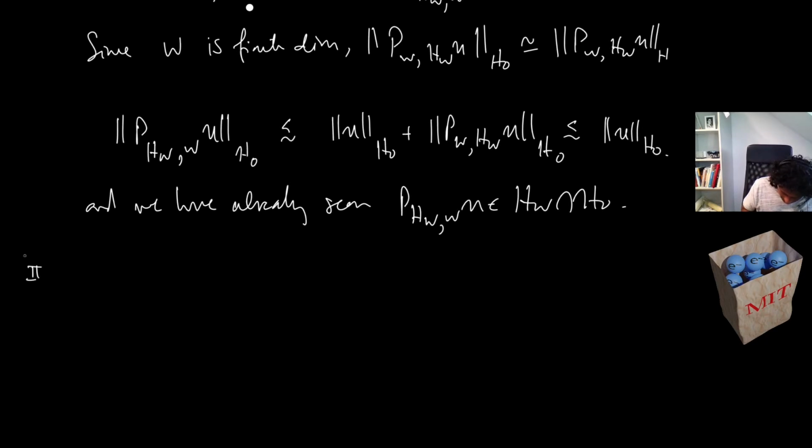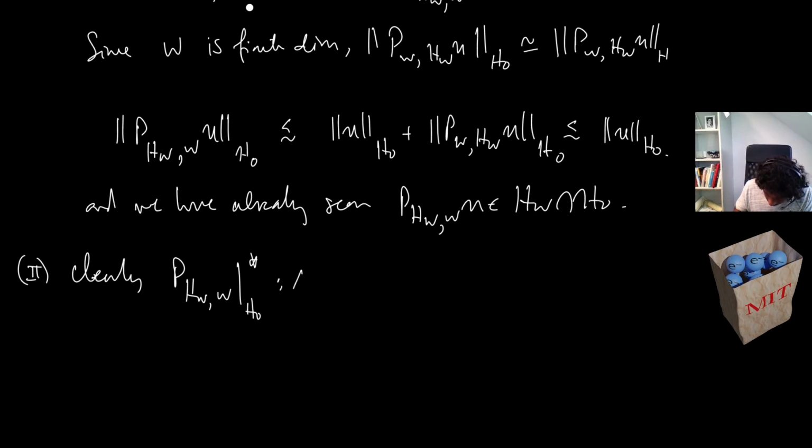So that's that. The second point is also easy, because clearly from a proposition we proved when we were talking about dualities, P_HWW restricted to H naught, taking the adjoint with respect to the duality, to the perfect pairing, will give us a projector on the dual on this space, which is dual with respect to this pairing.